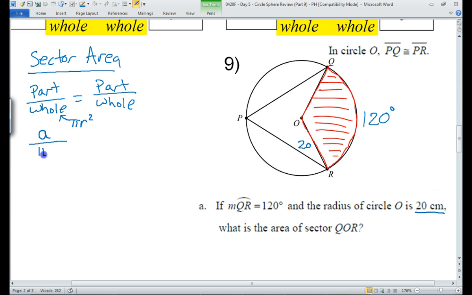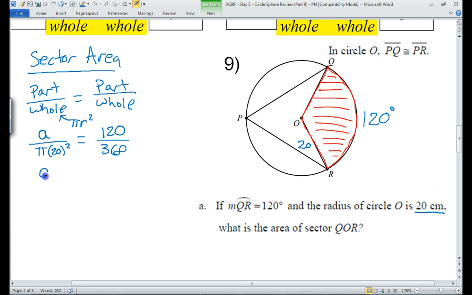In this case, that is pi times 20 squared. Okay, so that's my part over whole. Partial area over the whole area, which is pi r squared. Now over here, we do degrees, always degrees. The partial degrees are 120 from right here. Of course, the total degrees are 360.